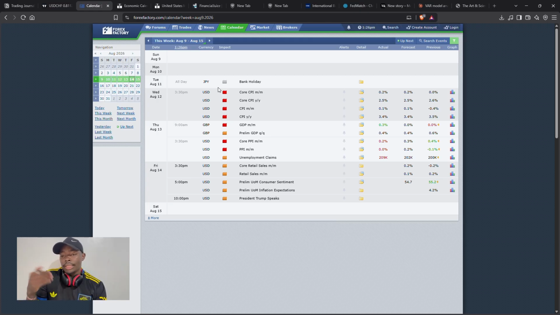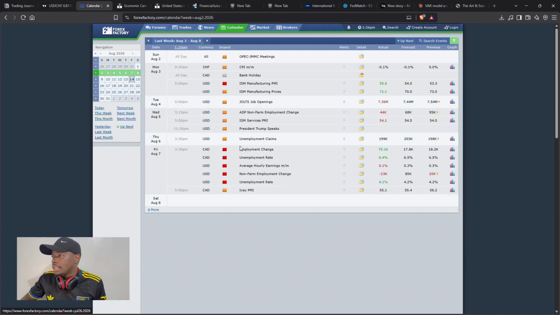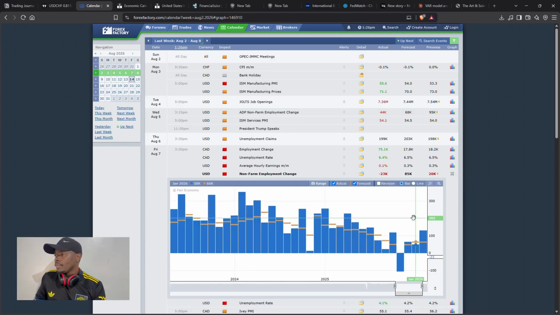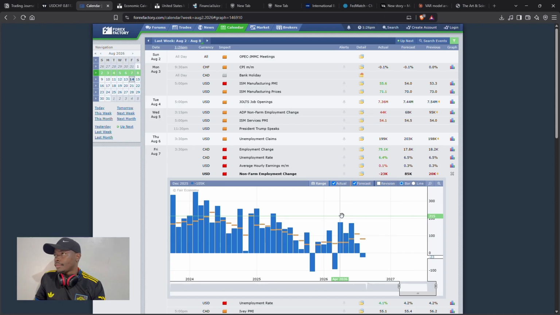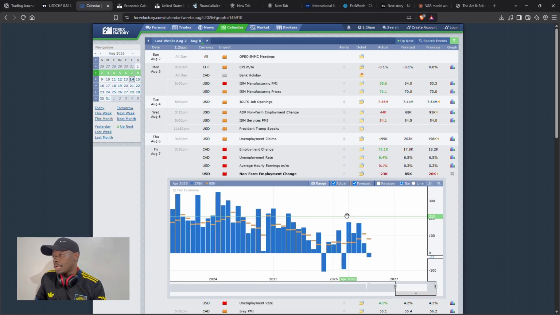As a result of the economy slowing down, the job market also suffers, right? A clear picture of that can be seen in the most recent non-farm employment change, which came in at negative 23K, which means the US economy lost 23,000 jobs. That was against an expectation of adding 85,000 jobs. So that shows that the job market is suffering, perhaps as a result of the higher rates.